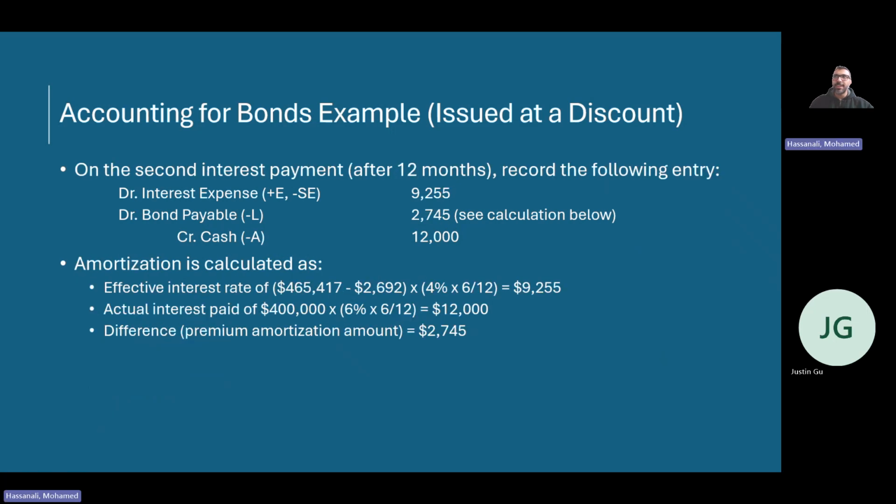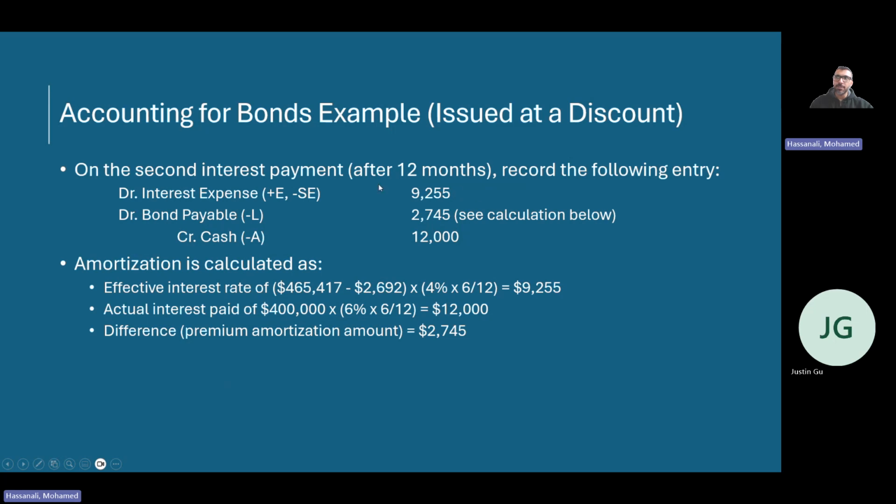Go forward, you just do all of that again, except the only difference is when you're calculating the effective interest rate, you have to first reduce the carrying value of the bond to the new carrying value from when you started. So you started with 465,417, you reduce it by 2,692. Therefore, your interest expense is a little bit lower.